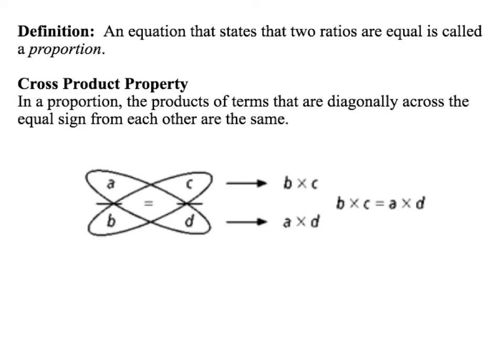Okay, next we're going to talk about the cross product property. So if two ratios are equal, that means that they form a proportion. And if something is proportional, then when we cross multiply, so take B times C, that is going to equal A times D.